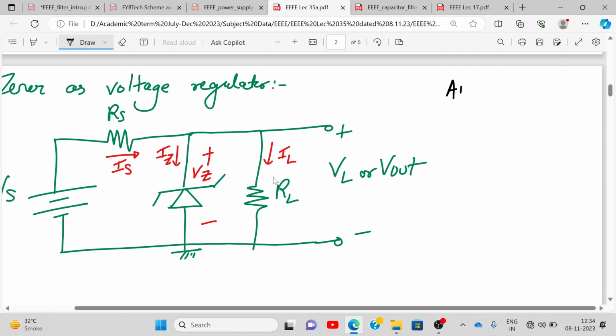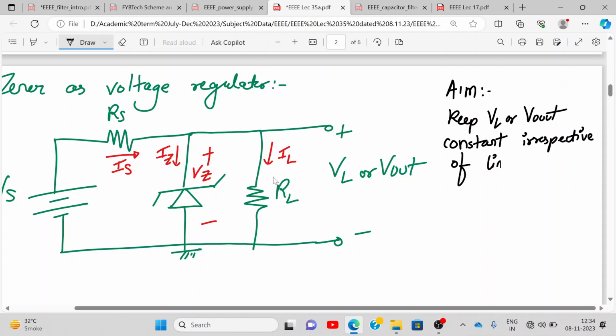aim is to keep VL or Vout constant irrespective of line and load variation.